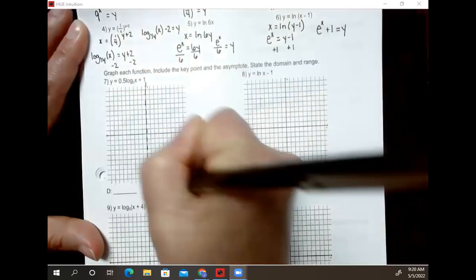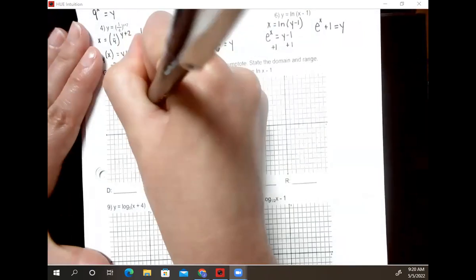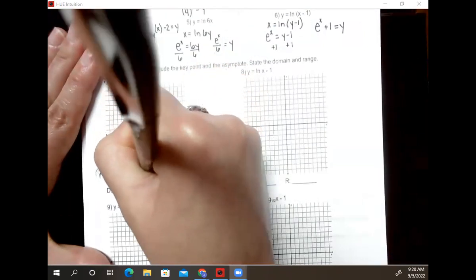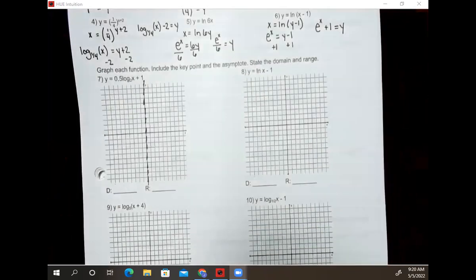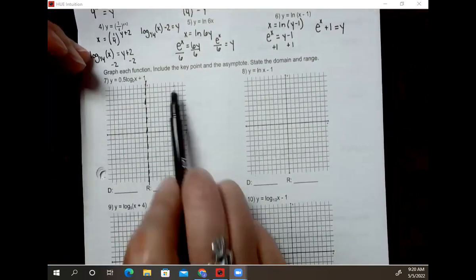So just like when we graph our exponential functions, I want you to do the asymptote first. Get that landmark on there. That will help you as you're evaluating for more points to make sure that your points are reasonable. So we know that all of our points should be to one side of our asymptote. They should be over here.